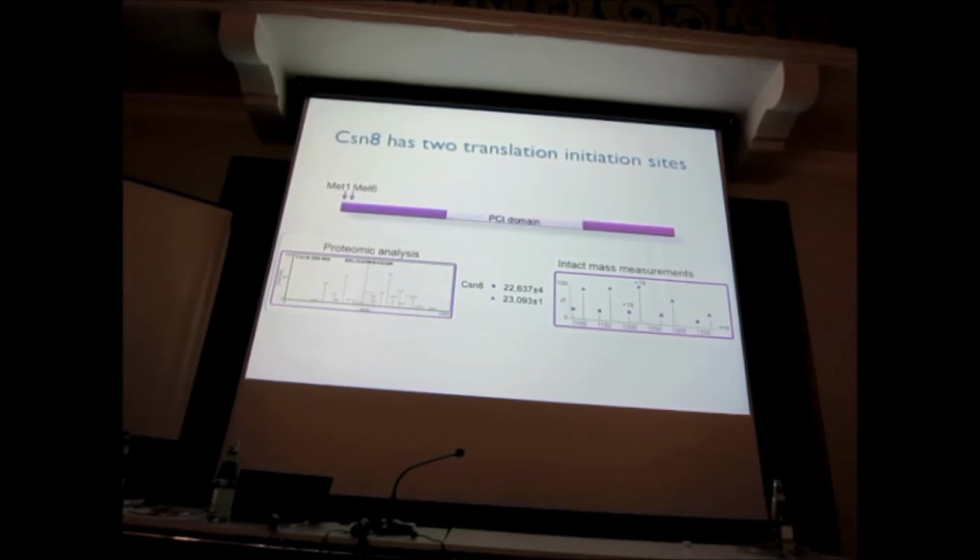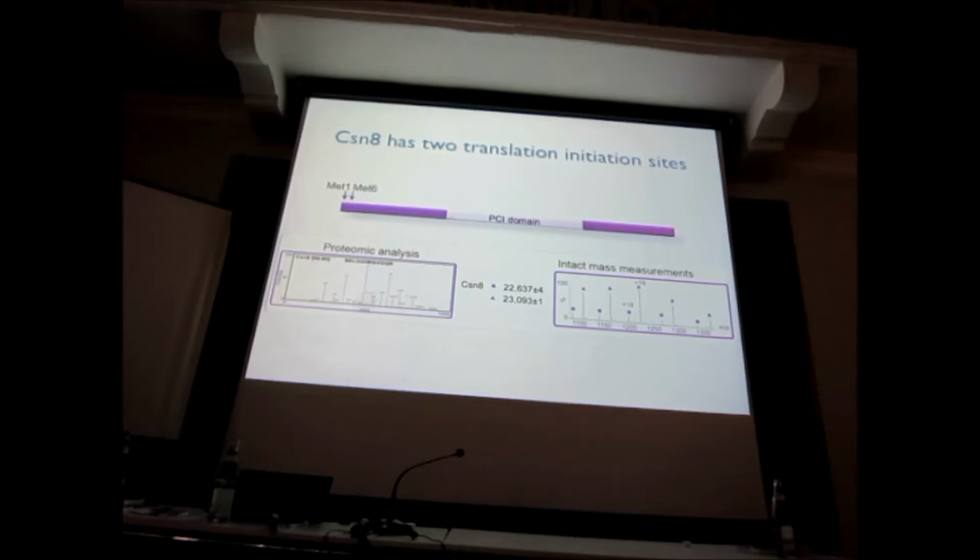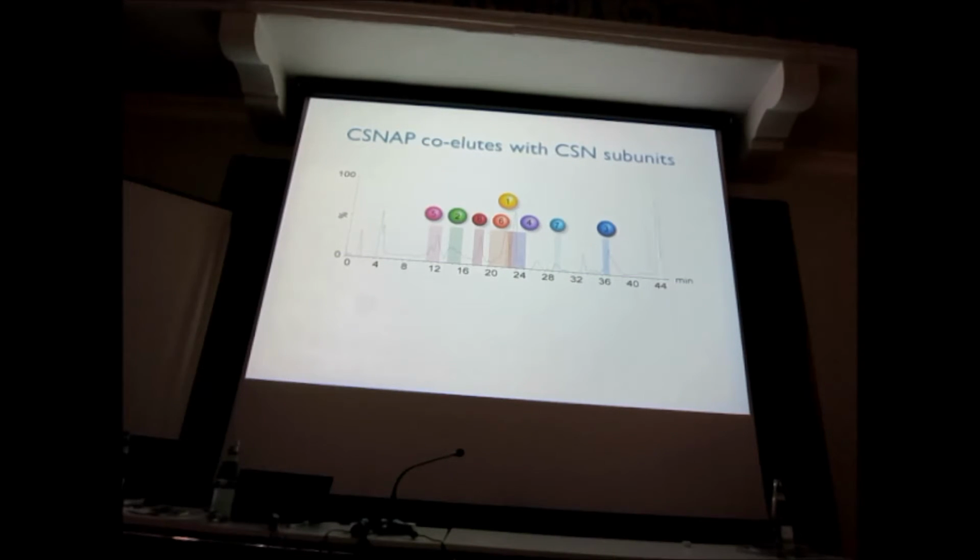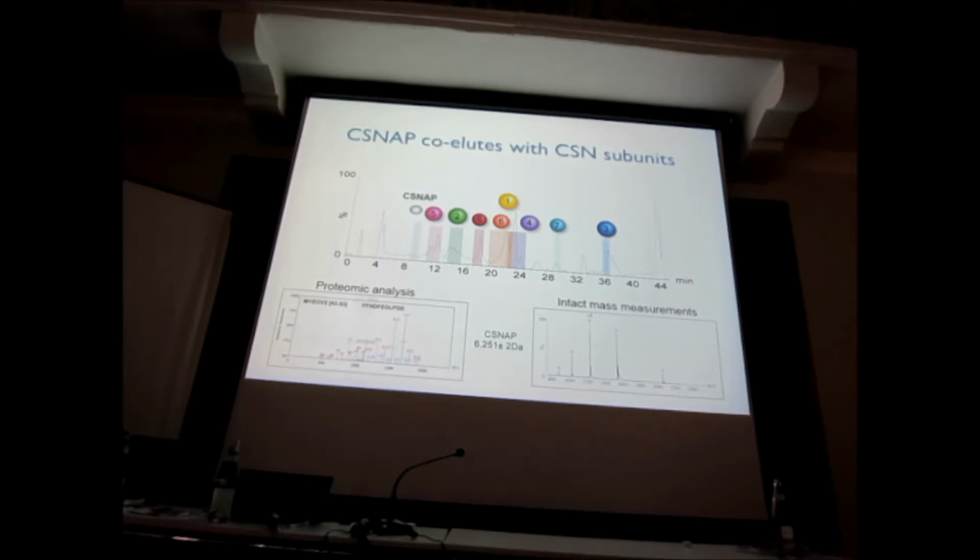Similarly, we could identify that CSN2 also has an alternative translation initiation site, and that different subunits have different post-translational modifications. But what really attracted our attention was the fact that in all our analyses, there was an additional protein that continuously appeared in our LC chromatograms and mass spec analysis. This protein eluted after 8 minutes. According to the proteomic analysis, this was myeloma overexpressed protein number 2, MYEOV2, which I'll from now on refer to as CSNAP. And according to the intact mass analysis, its mass was 6.2 kilodalton.